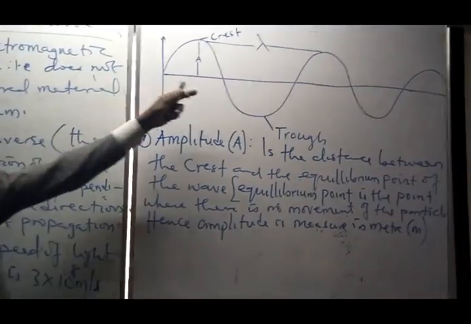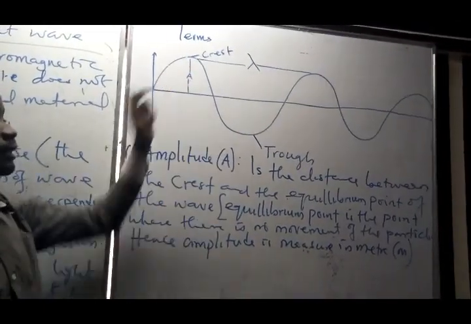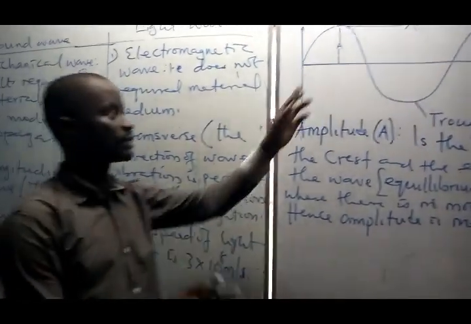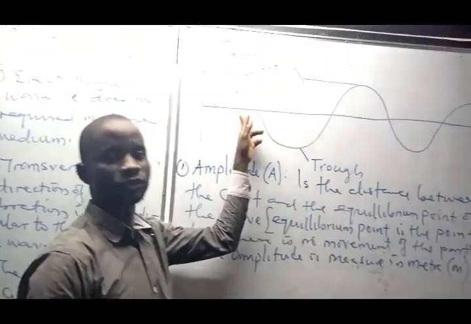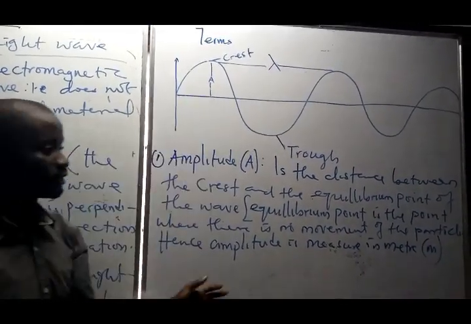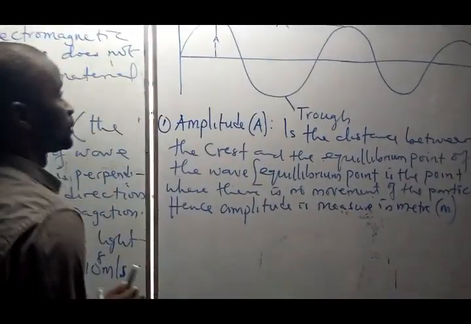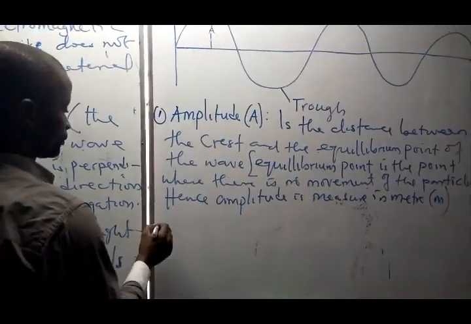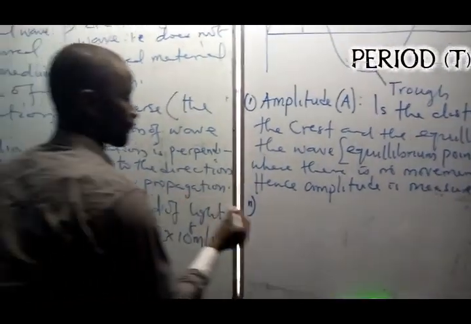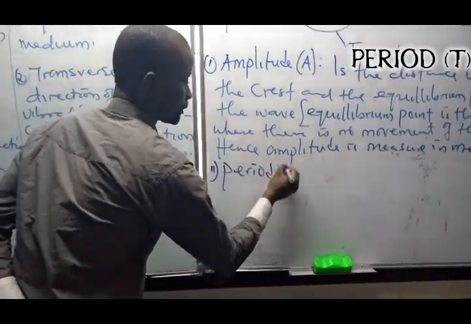That is, the distance between the mean position or equilibrium point and the crest is known as amplitude. And the equilibrium point simply means the point where there is no movement of the particle. And then the SI unit of the amplitude is the meter. That's the first term. The second term, period, in bracket T.